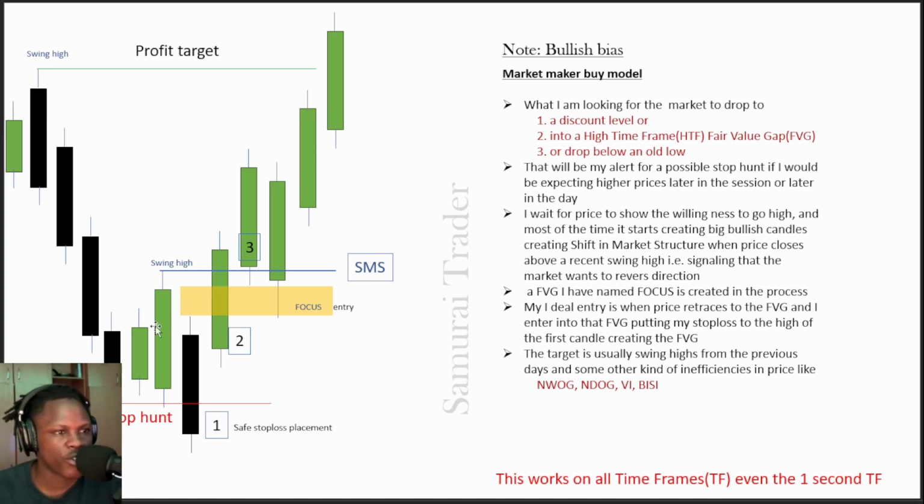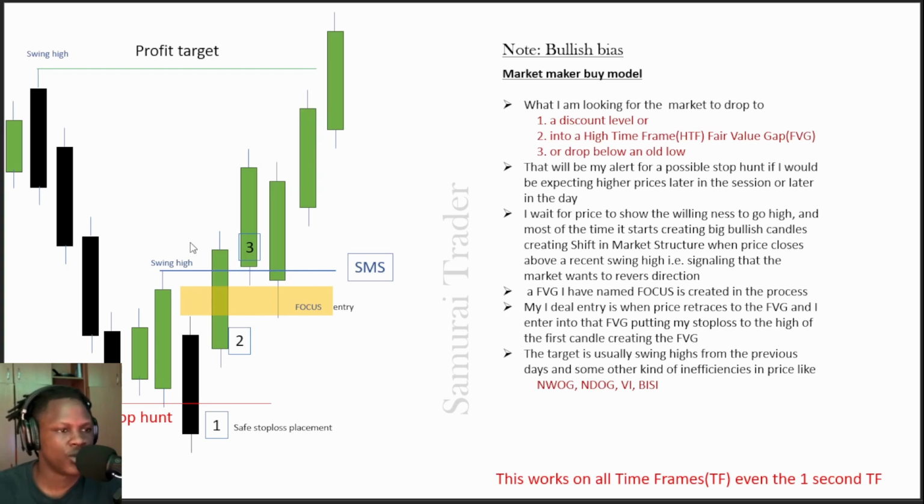So I'm waiting for a fair value gap to be formed, and then price retraces into this fair value gap, which will be my ideal entry with my stop loss at the first candle creating the fair value gap. If you've been following me, you know what a fair value gap is. So 1, 2, 3 is formed out of three candles. The middle candle, this is where the fair value gap is. So price retraces into this fair value gap.